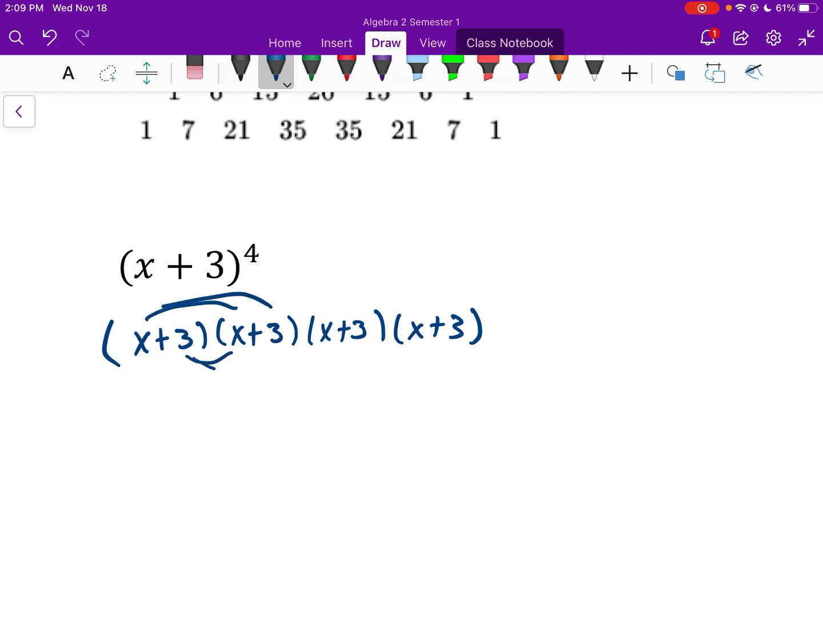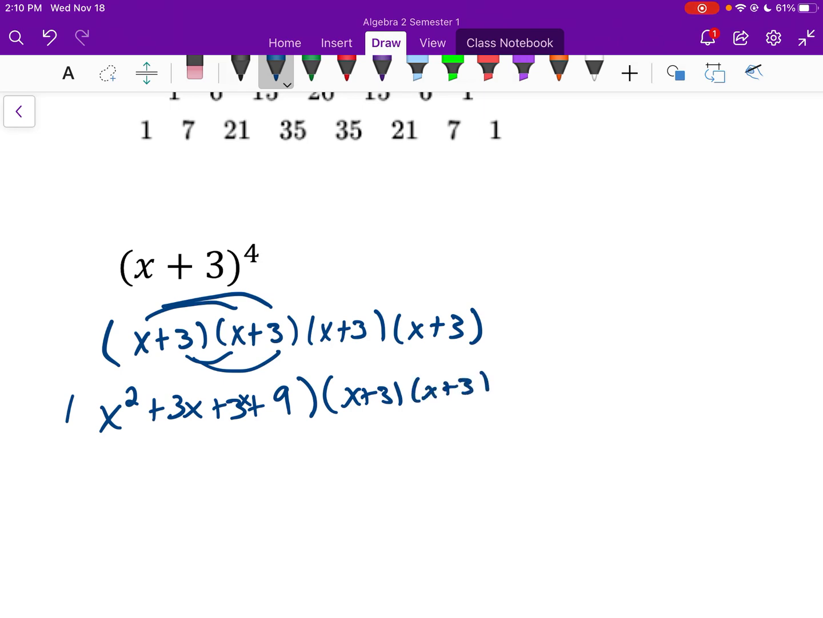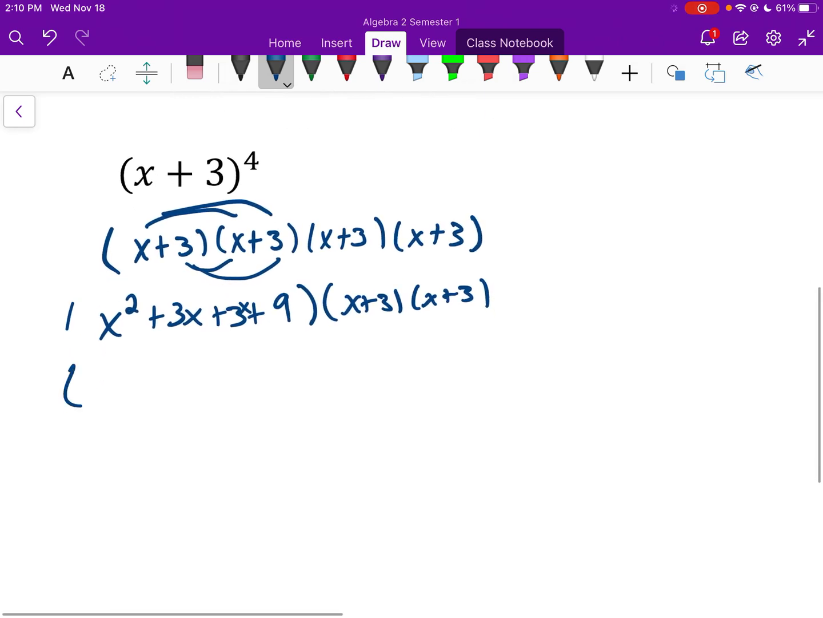So again, just multiplying those first two, you would get x squared plus 3x plus 3x plus 9. And then you still have the x plus 3 times x plus 3. Simplifying that, you get x squared plus 6x plus 9. Now, that's what we got for x plus 3 times x plus 3, so those next two would be the same thing.